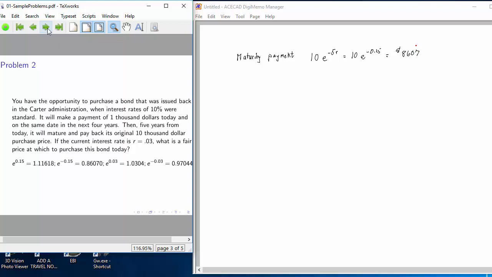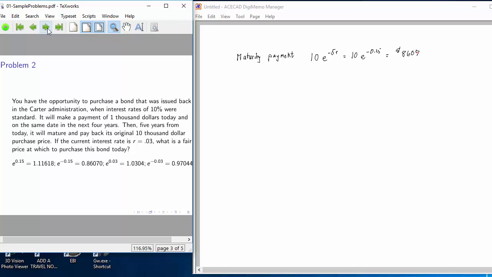The easy way to think about this is if someone gives you $8,607, you can put this in a bank account paying 3% continuously compounded interest. 5 years from now, that balance will have grown to $10,000. So this is the present day value of $10,000 5 years in the future.